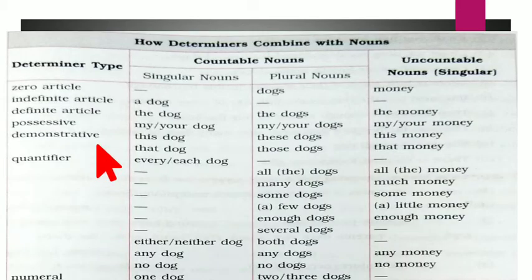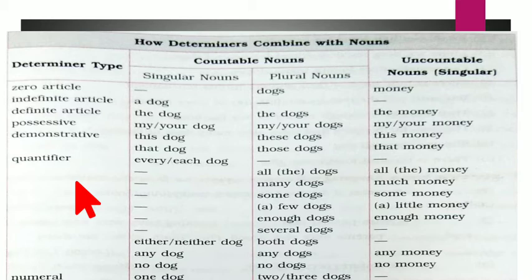So now let us understand how determiners combine with nouns. That means how are we able to use them. Now, given in the first column are the determiner types: zero article, indefinite article, definite article, possessive, demonstrative, quantifier, numeral, as we had seen earlier. Now what do you mean by countable nouns?